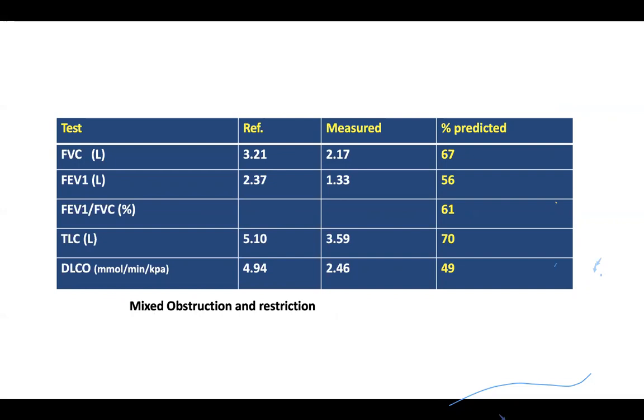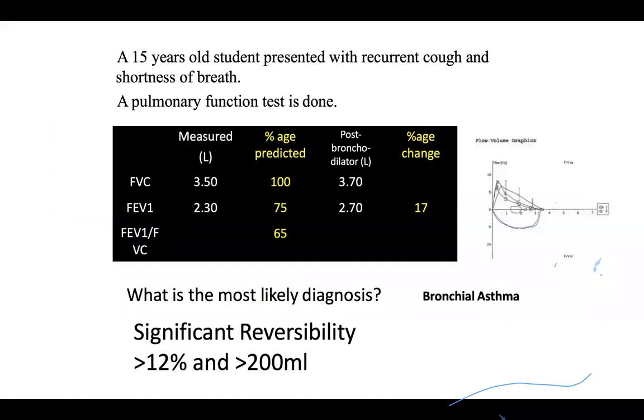These parameters are more suggestive of mixed obstruction and restriction. However, it is more necessary to measure the ratio of maximum expiratory flow and the maximum inspiratory flow, and that ratio is considered to decide whether it is a mixed obstruction and restriction pattern.